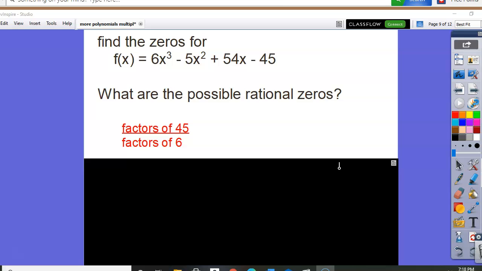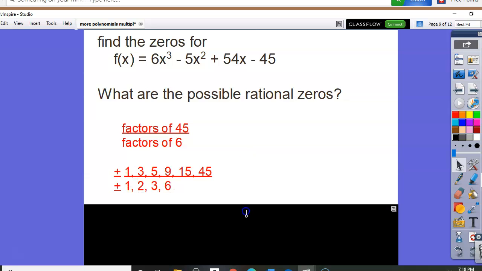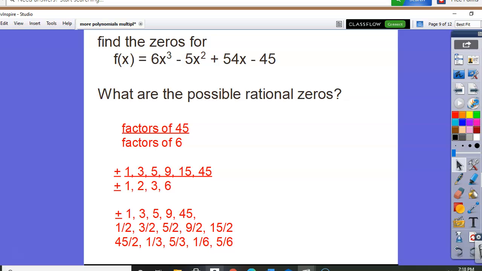So the rational root theorem allows us to take the factors of 45 right here, all over the factors of 6. And when we do that, our factors are plus or minus 1, 3, 5, 9, 15, and 45, and plus or minus 1, 2, 3, and 6. And then all of our possible zeros, we get plus or minus 1, 3, 5, 9, 45, and so forth.